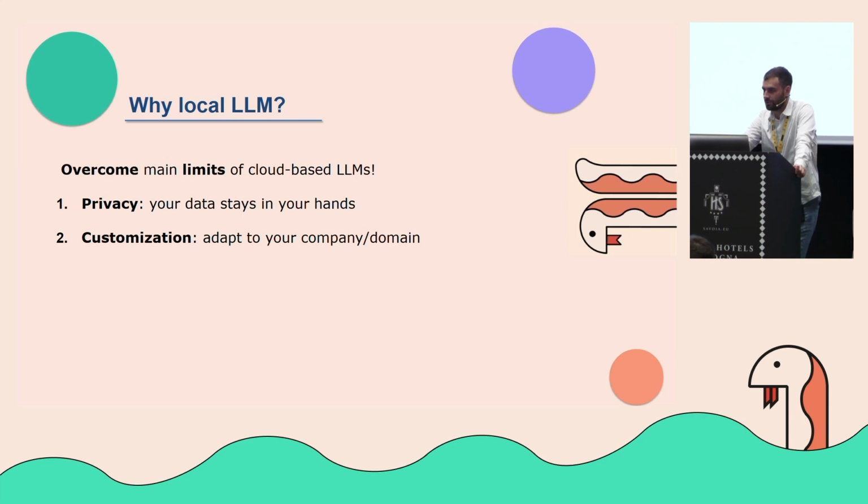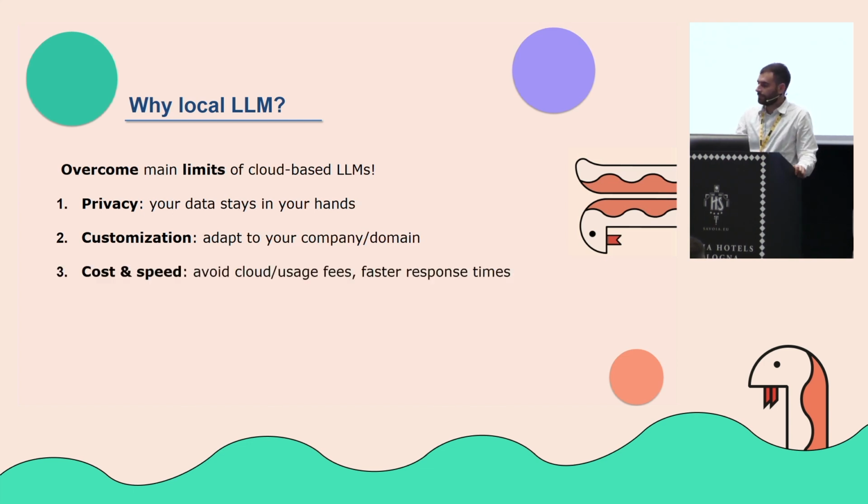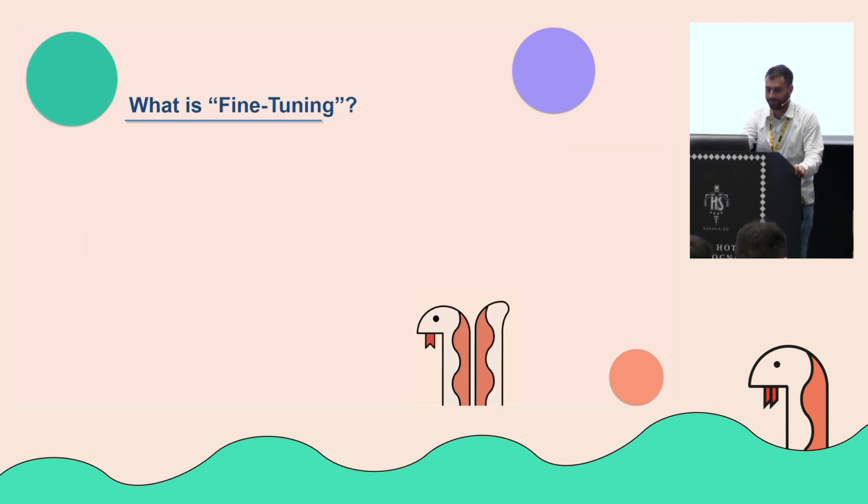Secondly, customization. We can customize our model. We can adapt our model with respect to our company data, company needs, our domain. And finally, in order to overcome cost and speed, since with a local LLM we don't have to pay any fees for API calls, and since the data and queries do not travel over servers, the response times are much faster than with cloud-based LLMs.